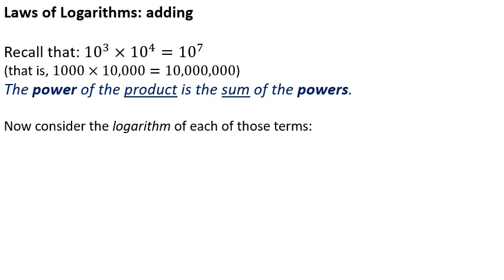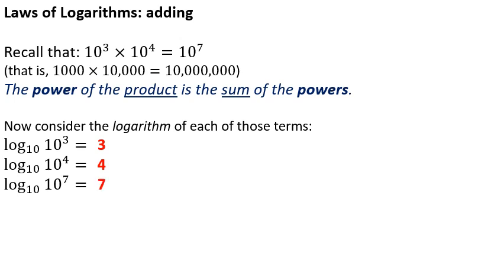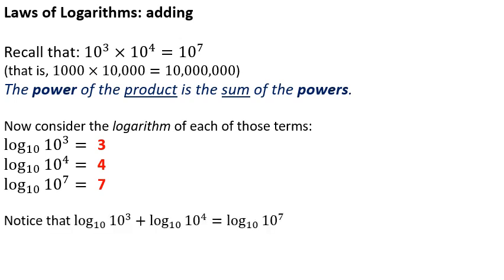Now let's look at the logarithms of those terms. So 10 cubed has a logarithm when we consider the base as 10. The logarithm will be 3. The power associated with 10 cubed is 3. The logarithm of 10 to the 4 is 4, and the logarithm base 10 of 10 to the 7 is 7. So when we look at the law that we've already seen enacted with indices from the perspective of the logarithms, what we're saying is, if you add the logarithms of the two numbers that are being multiplied, what you get is the logarithm of the result of multiplying those two numbers.